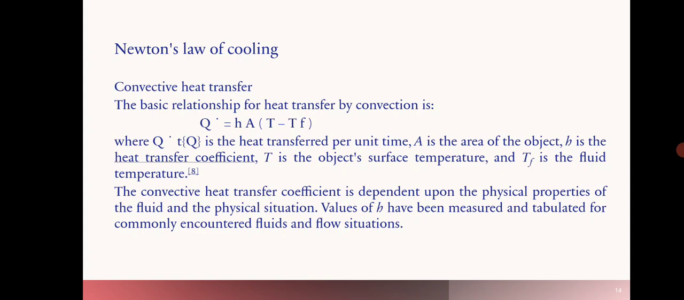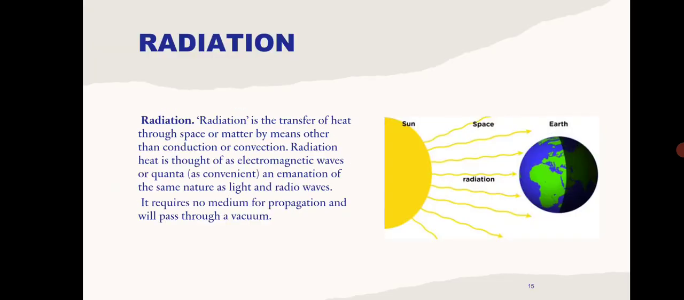Newton's law of cooling, convective heat transfer. The basic relationship for heat transferred by convection is Q dot equals hA(T minus TF), where Q dot is heat transfer per unit time, A is the area of the object, h is the heat transfer coefficient, T is the object surface temperature, and TF is the fluid temperature. The convective heat transfer coefficient is dependent upon the physical properties of the fluid and the physical situation. Values of h have been measured and tabulated for commonly encountered fluids and flow situations.